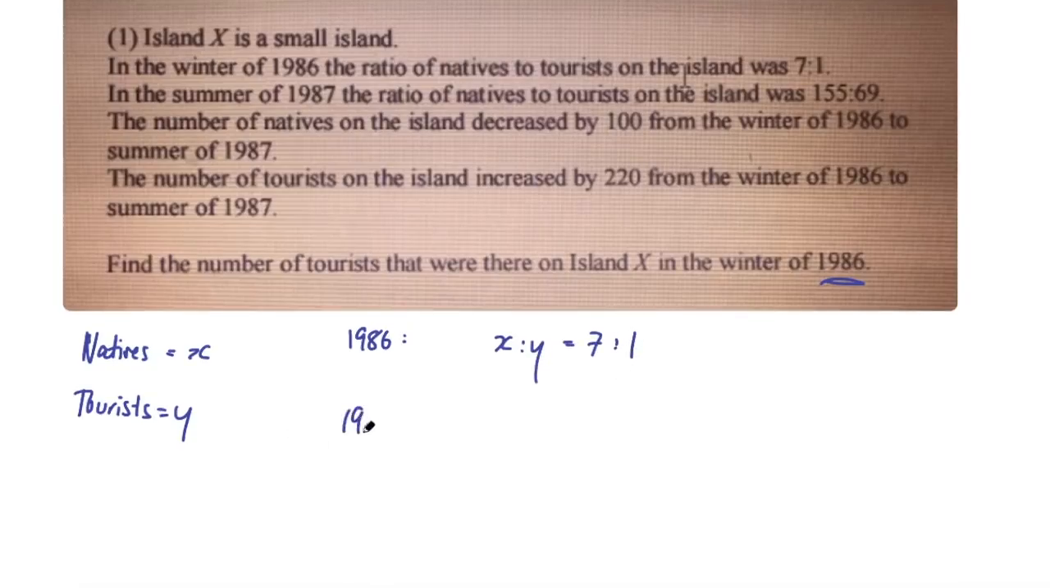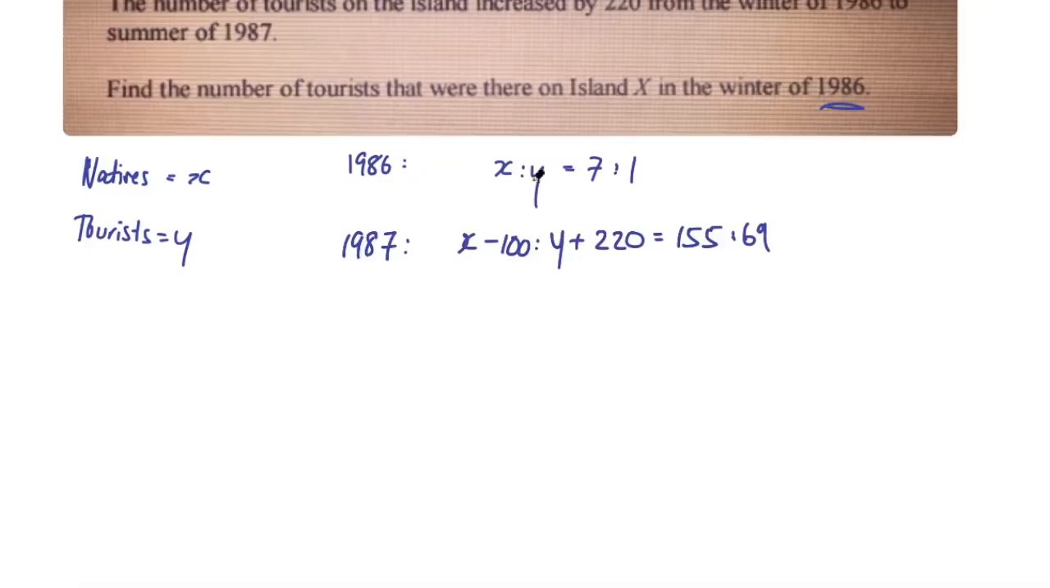And then in 1987, we're told the number of natives on the island decreased by 100. So that would be the original amount minus 100. And the number of tourists increased by 220. So that would be the original amount, Y plus 220. And that ratio was 155 to 69. Okay, so now again you can see we have these two ratios with two variables. We can change them into two equations and solve for X and Y.